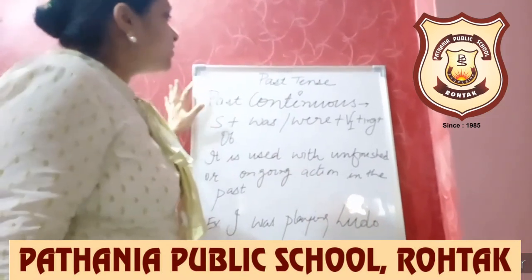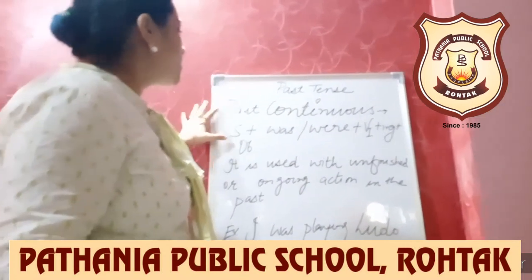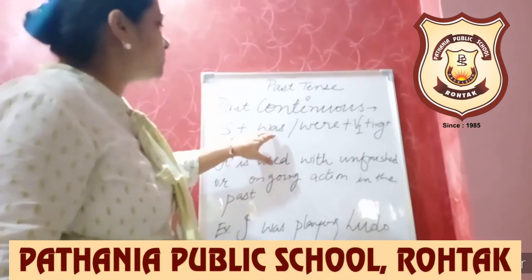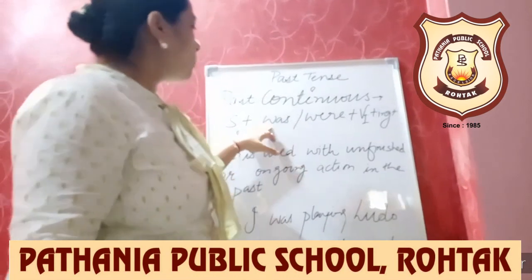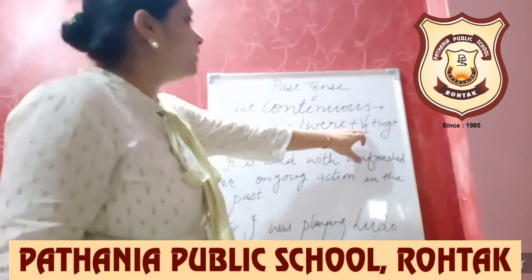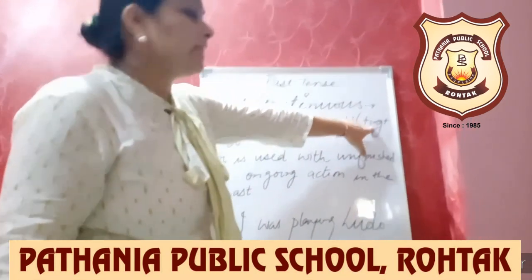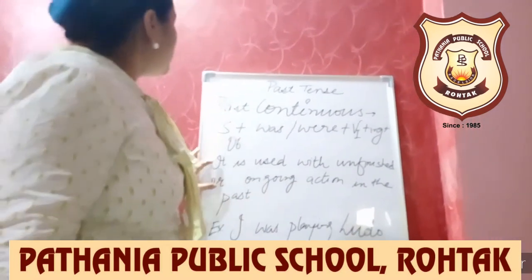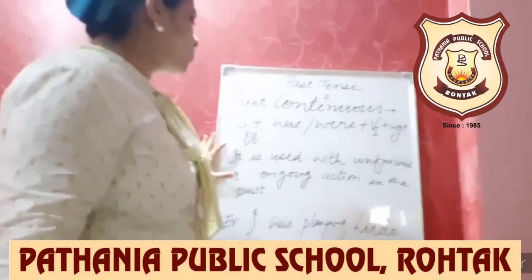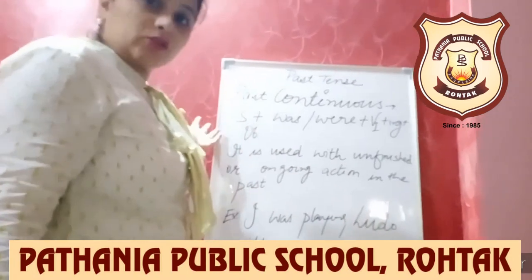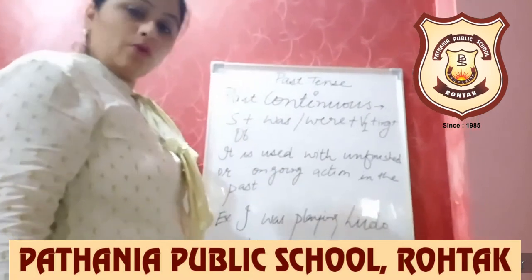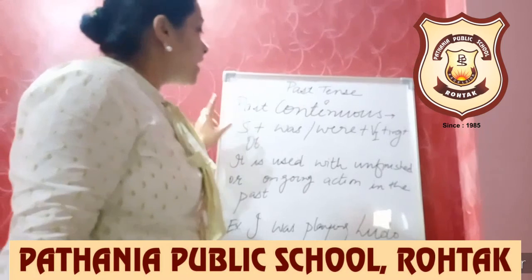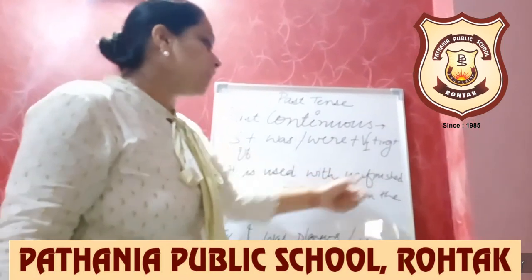Past continuous. Let's understand past continuous. First of all, the sentence structure goes as subject plus was or were, was with singular and were with plural, then verb first form plus ing and then the object. It is used with an unfinished or ongoing action in the past. Some action was ongoing in the past; for that we use past continuous. And obviously it was unfinished.